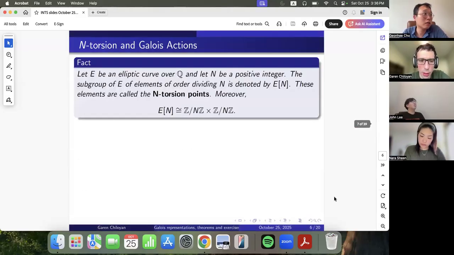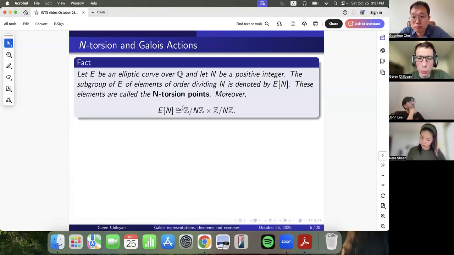All right. So this is also a very important property of elliptic curves. If E is an elliptic curve over the rationals and N is a positive integer, the subgroup of E of elements of order dividing N, not just equal to N, dividing N, is denoted E bracket N. And I'll call these the N torsion points, meaning that if you twist it N times, you'll get to 0.